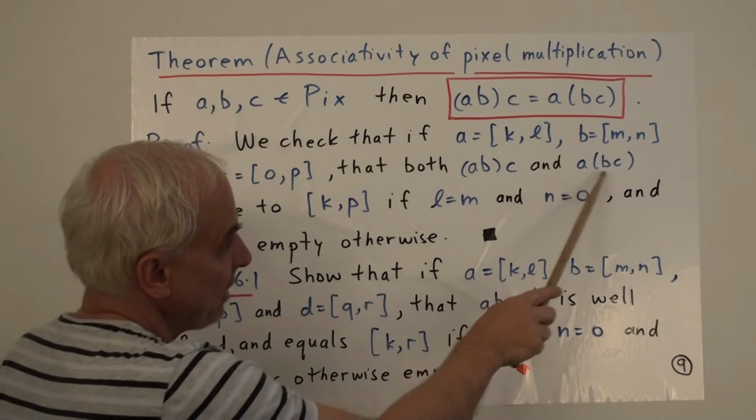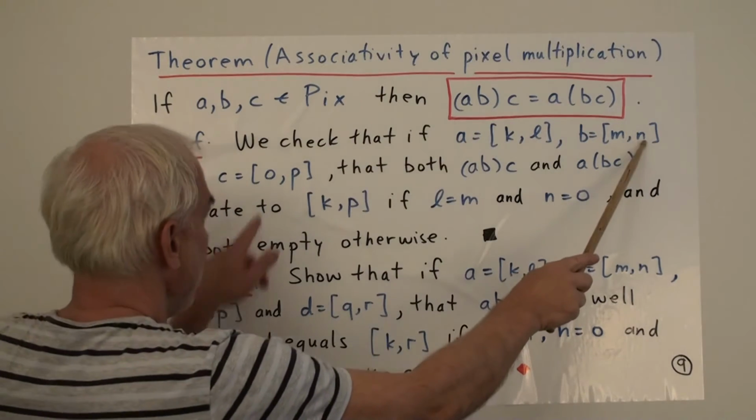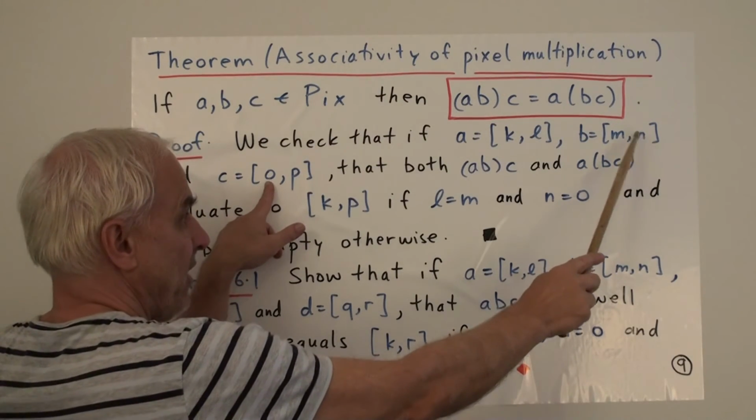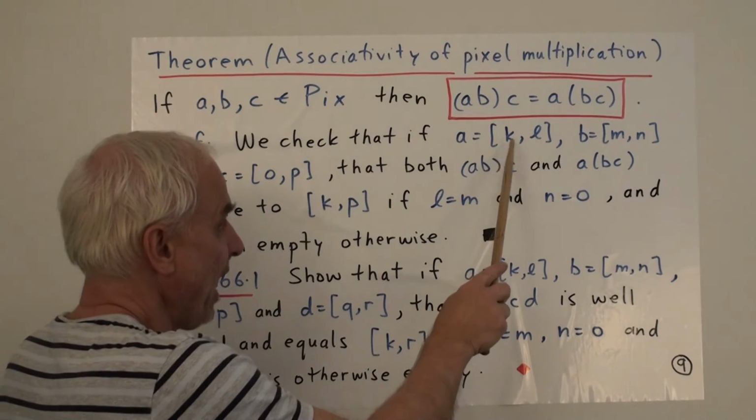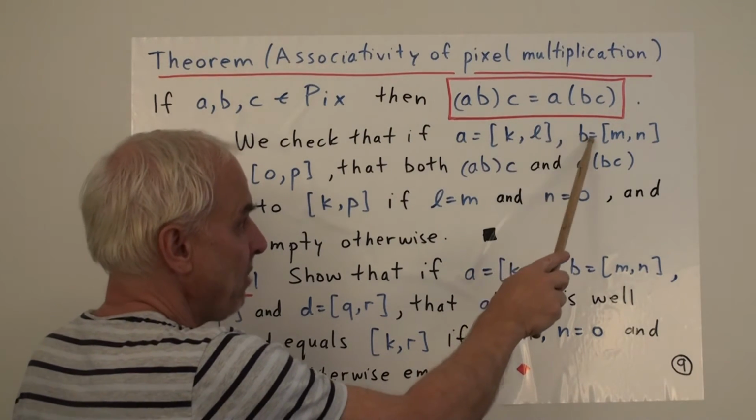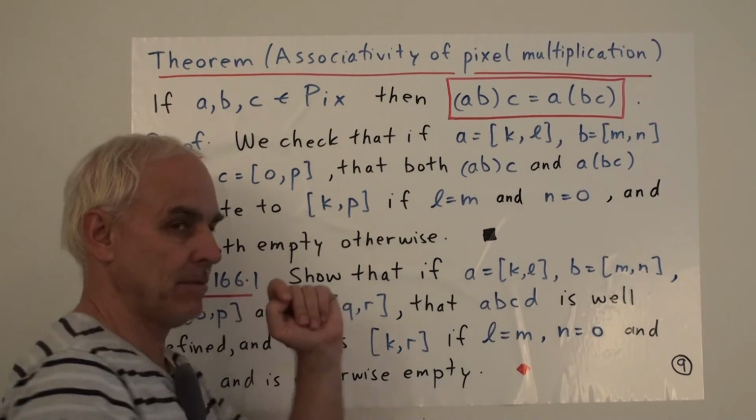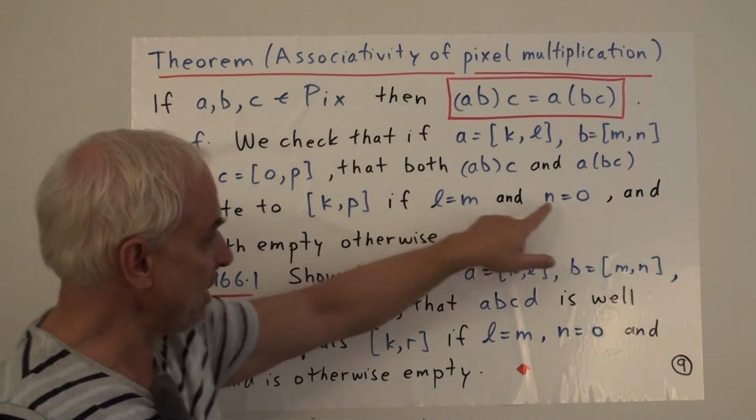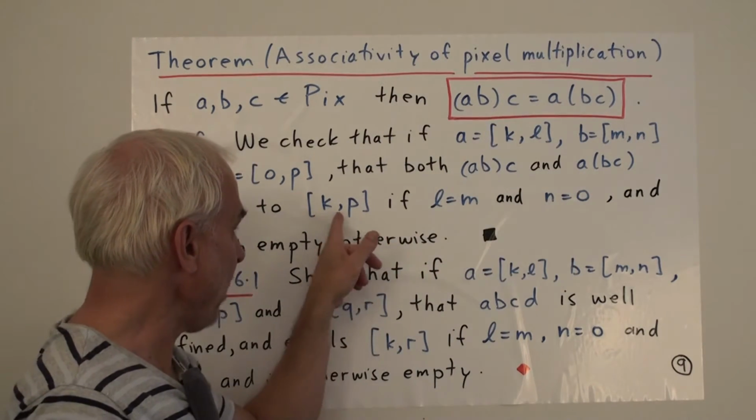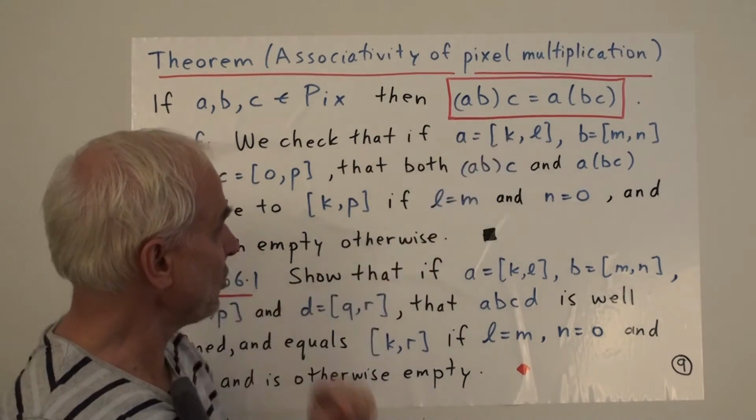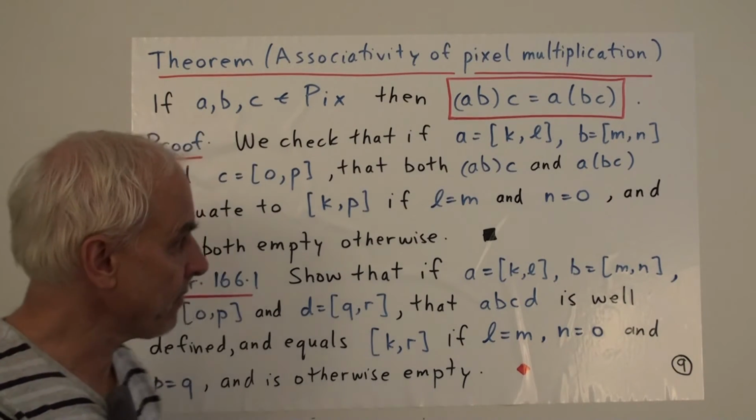On the other hand, for this thing here, if we multiply B times C first, the N and the O we're agreeing are the same, that means we're going to get MP. And then when we multiply by A, we're going to get KL times MP, but we're agreeing that L equals M, so that'll give us KP again. So under these two assumptions, both this and this evaluate to KP. The first one of A and the second one of C.